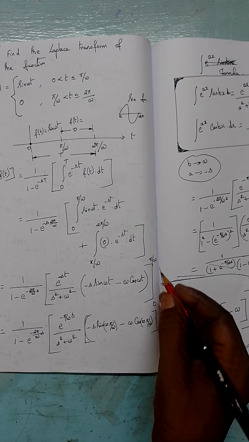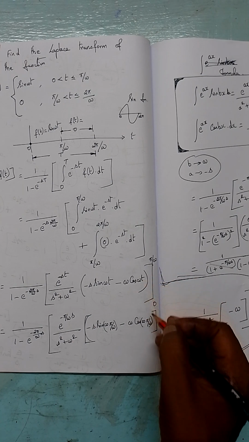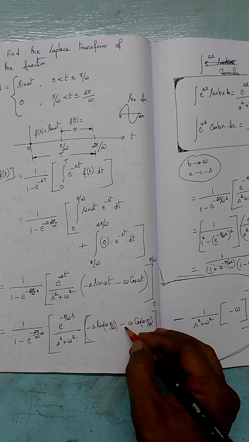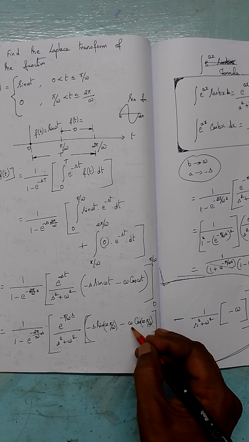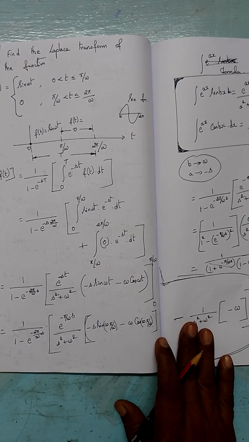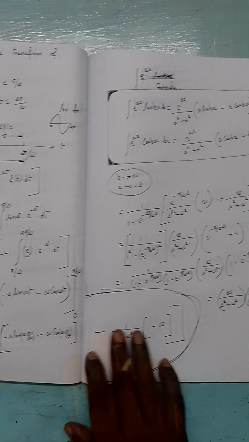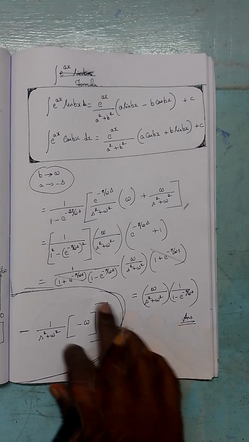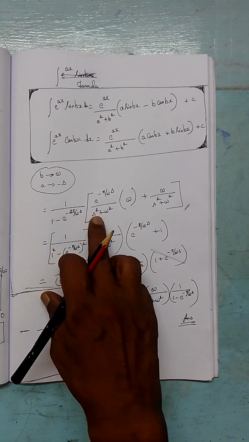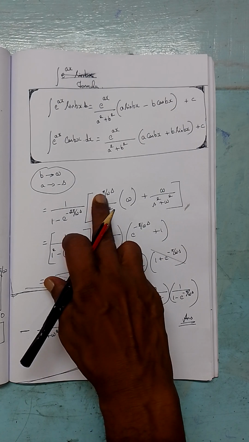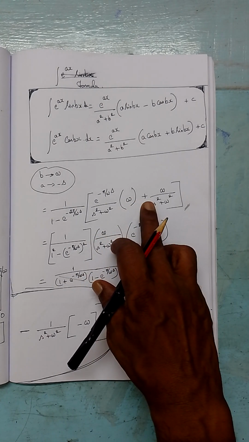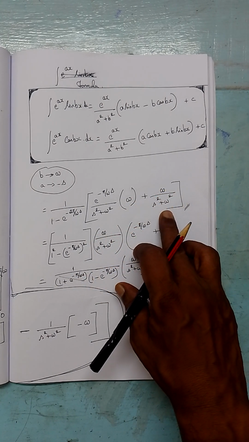Now for this case, pi by omega you are substituting for t. So cos 180 is minus 1. Minus into minus is plus, therefore you will be getting omega. So after substituting the upper limit and the lower limit, we will be getting the answer like this: 1 by 1 minus e power minus 2 pi by omega s into e power minus pi by omega s divided by s square plus omega square into omega, plus omega by s square plus omega square.